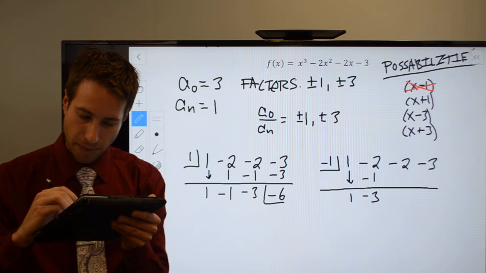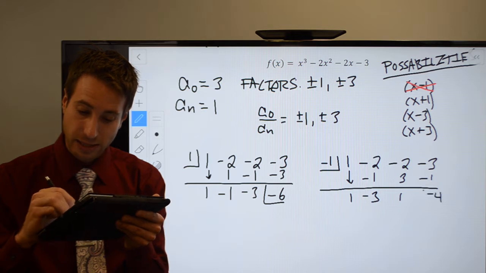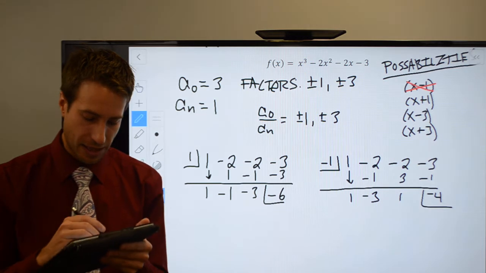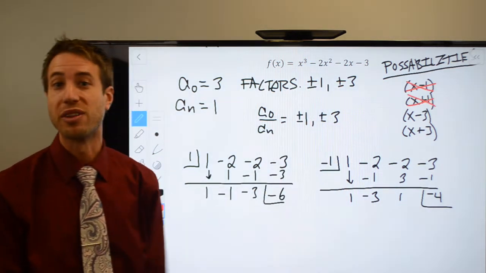That's going to give me a +3, which is going to give me a +1, which is going to give me a -1. I wind up with a minus. All right, so I wind up with a remainder of -4, which means that guy doesn't work either. So we cross them off, and we go to the next one.